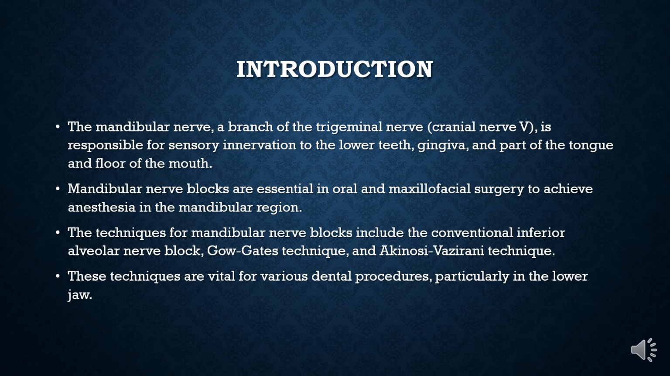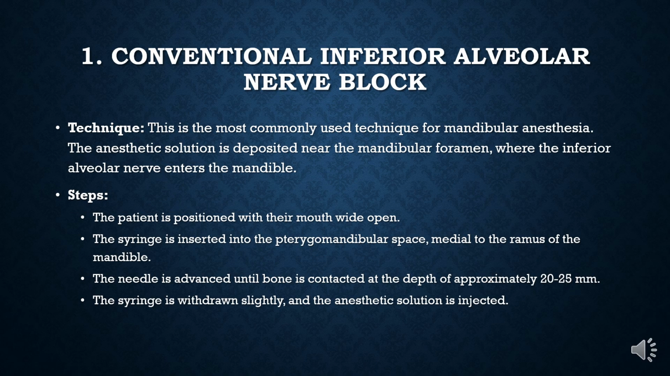The techniques for mandibular nerve blocks include the conventional inferior alveolar nerve block, Gow-Gates technique, and Vazirani-Akinosi technique. These techniques are vital for various dental procedures, particularly in the lower jaw. The first one is the conventional inferior alveolar nerve block. It is the most commonly used technique for mandibular anesthesia. The anesthetic solution is deposited near the mandibular foramen, where the inferior alveolar nerve enters the mandible.